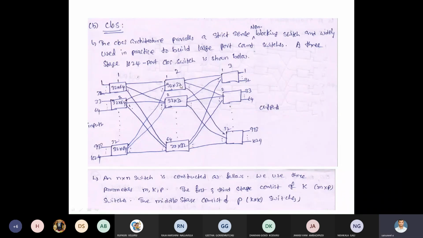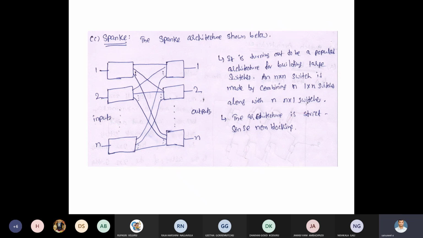This is about the Clos network. Why are we going for the Clos network? Because it is a non-blocking switching. That's why we are going for the Clos network. Next one is the Spanke architecture.